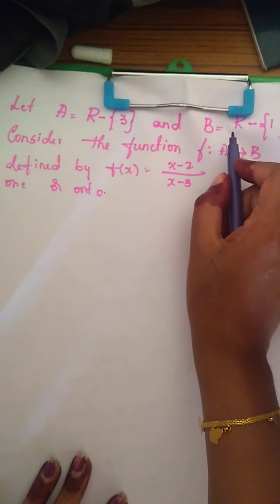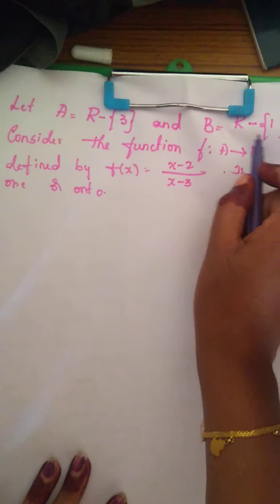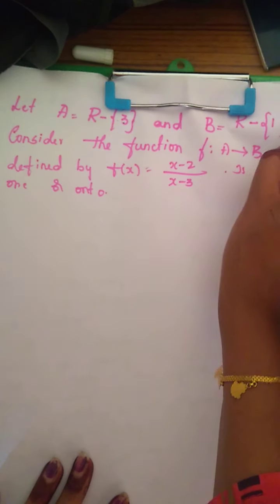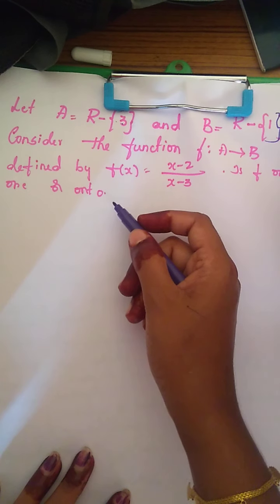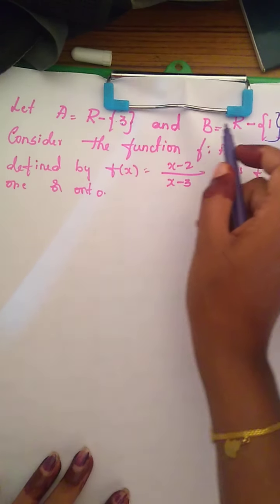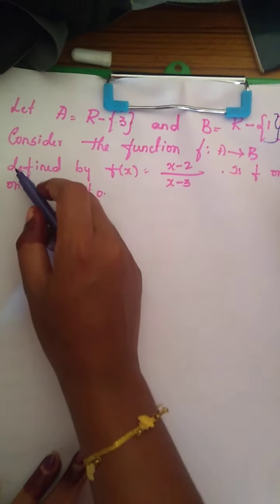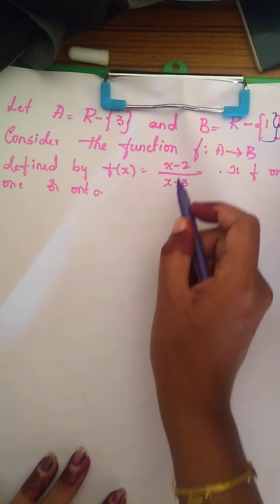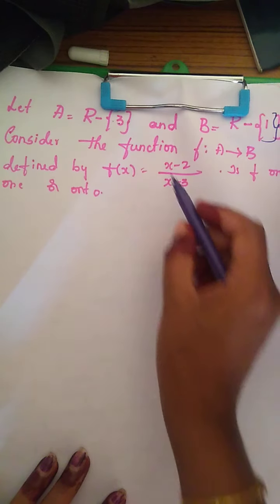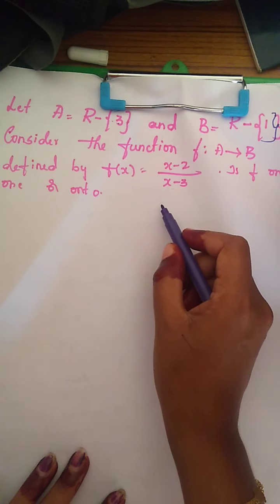And what is B? That is the codomain, the set of all real numbers excluding 1. So our domain is set A, codomain is set B, defined by the function. So what is the function? f of x is x minus 2 divided by x minus 3.